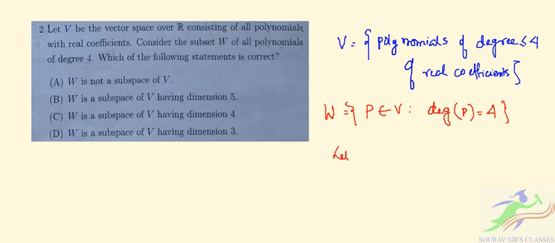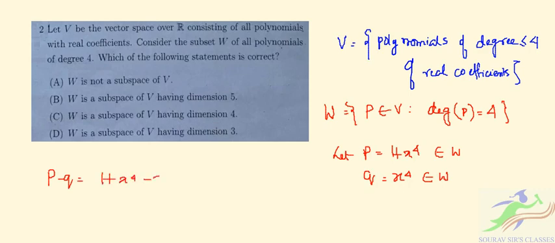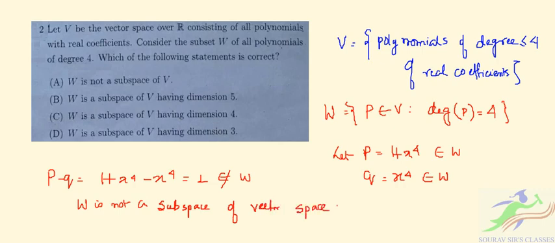Let P be 2x to the power 4, a polynomial of degree 4 which belongs to the set W, and Q be x to the power 4, which is also an element of the subset W. Then if we do P minus Q, it will be 2x to the power 4 minus x to the power 4, which is not a member of the subset W. So from this we can say that W is not a subspace of the vector space V. We have to find which of the following statements is correct. So the correct option is option A.